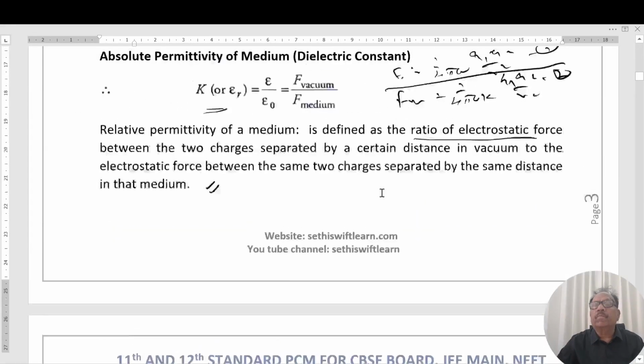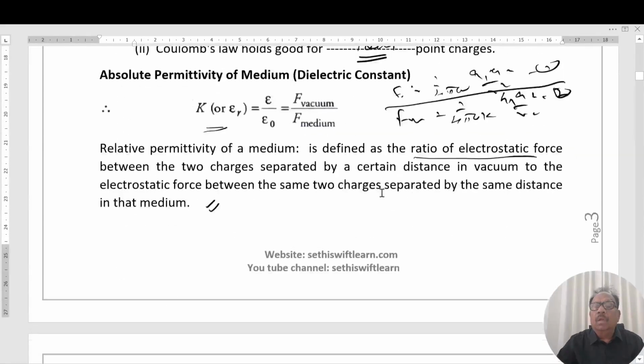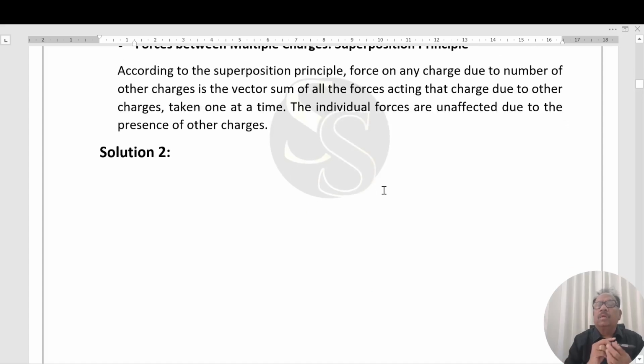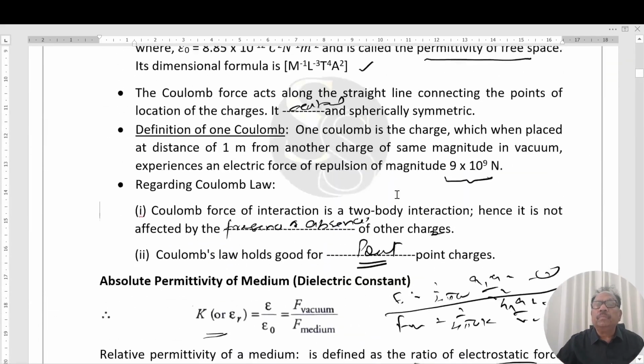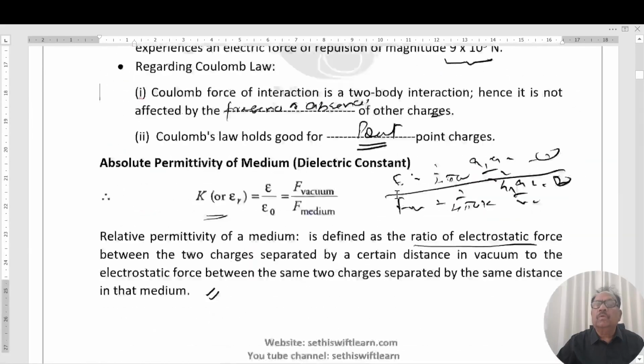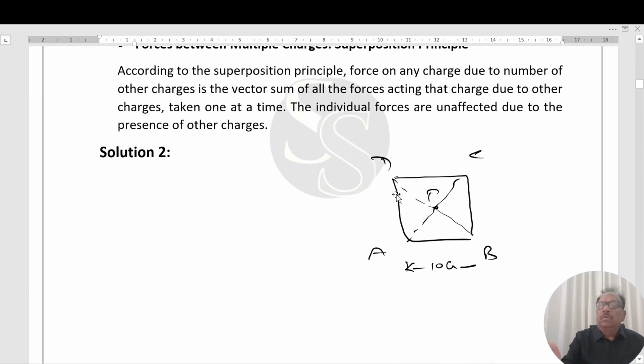Next, I will start the question. There is a square A, B, C, D. If you join them, the square has a side of 10 centimeter, and this is at point P. The charges are minus 2, 5, 2, and minus 5 microcoulomb: 2 microcoulomb, minus 5 microcoulomb, 2 microcoulomb, minus 5 microcoulomb. At point P, it is 1 microcoulomb.